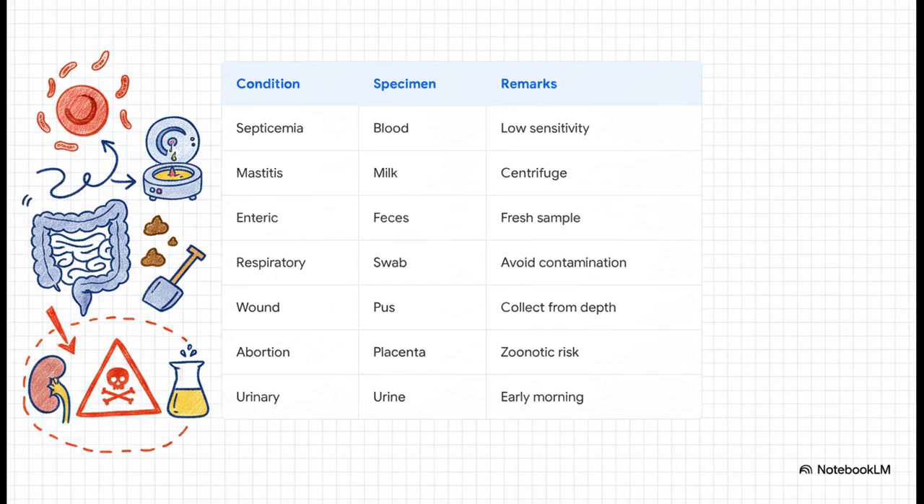Intestinal or enteric infections, we need a fresh feces sample. But here's a massive warning. In abortion cases, we use placenta or fetal tissues, but there is a severe zoonotic risk, meaning these diseases can jump straight from animals to humans. Handling these tissues carries incredibly high stakes. Oh, and for a urinary infection, an early morning urine sample is your best bet. Basically, the evidence has to perfectly match the crime scene.